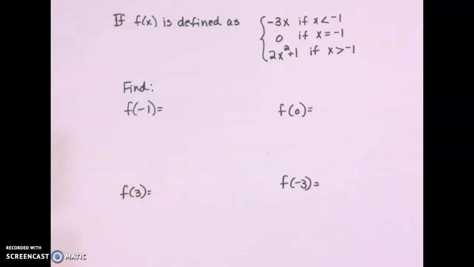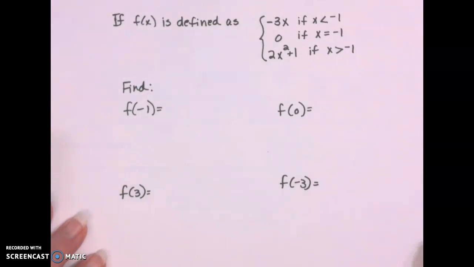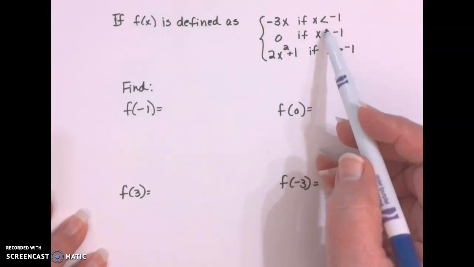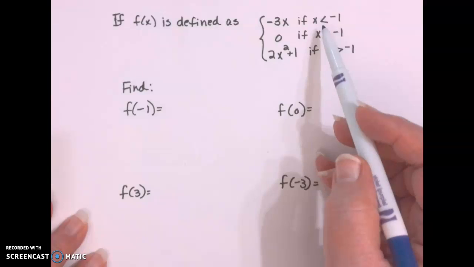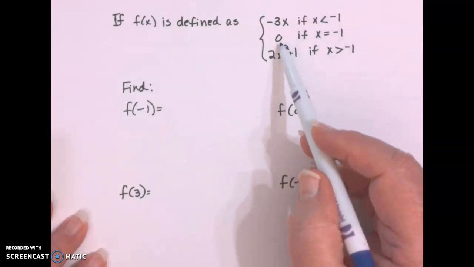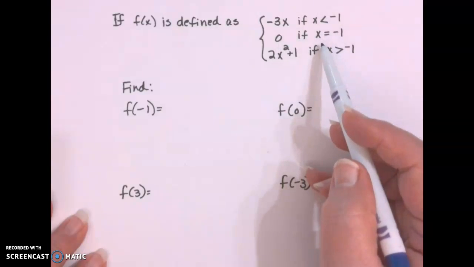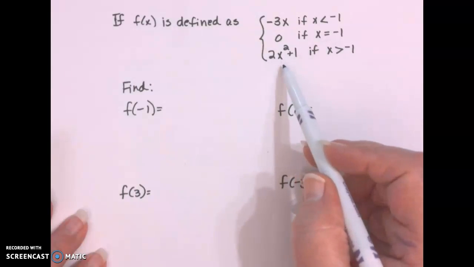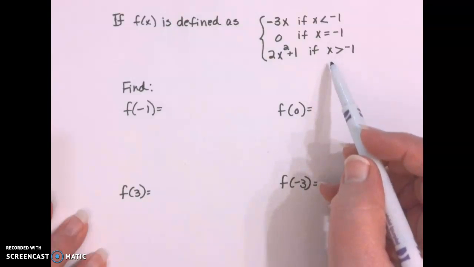a function that is called a piecewise function. So that means it behaves differently depending on where you're looking at the function. And in the one that we have, it behaves as f of x equals negative 3x if the x values are less than negative 1. It's the constant function 0 if x equals negative 1. And it behaves as a quadratic function 2x squared plus 1 if x is greater than negative 1.